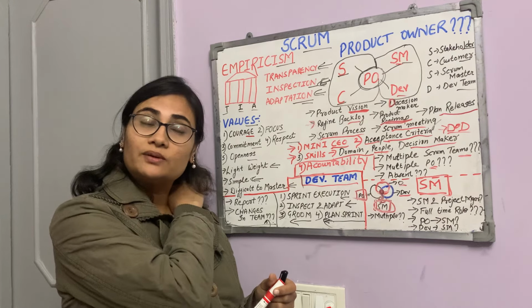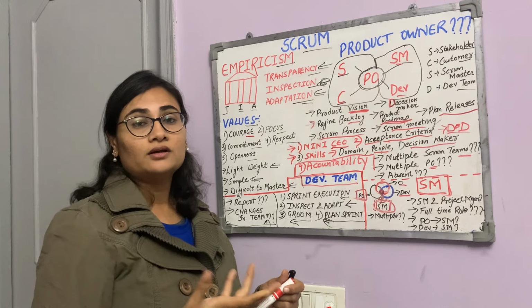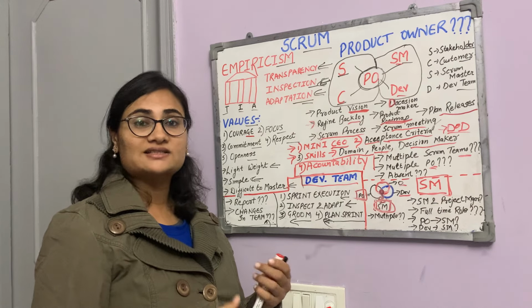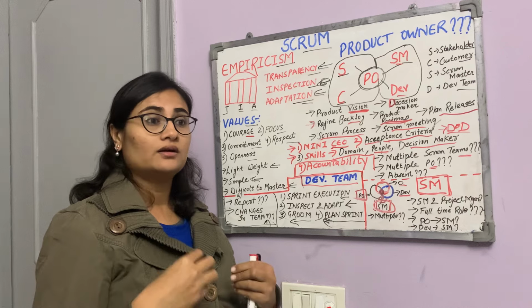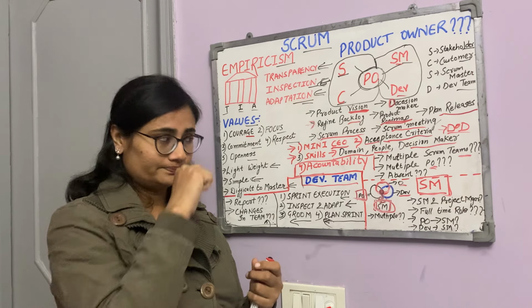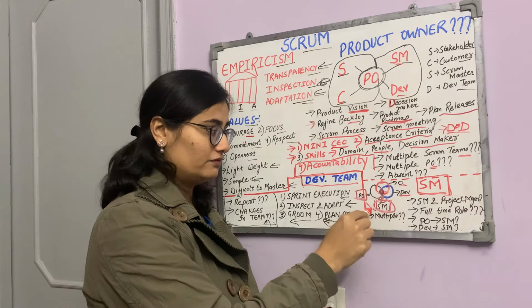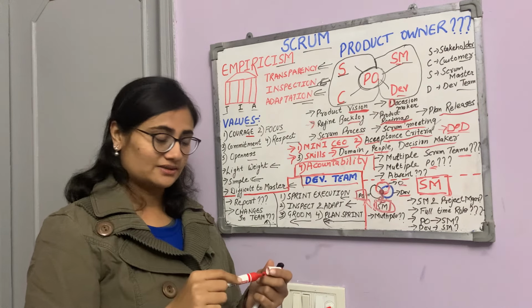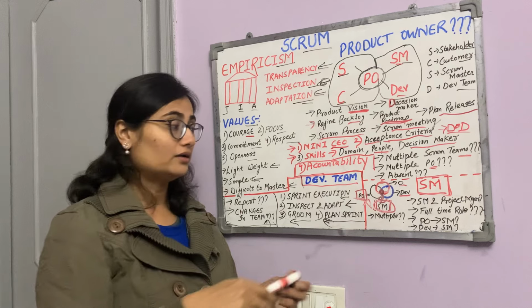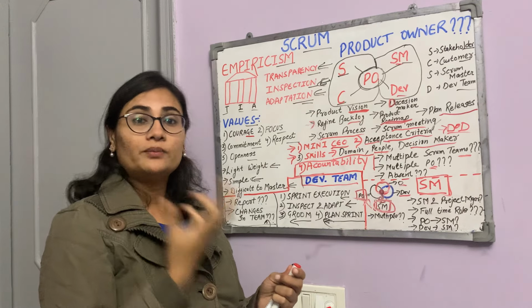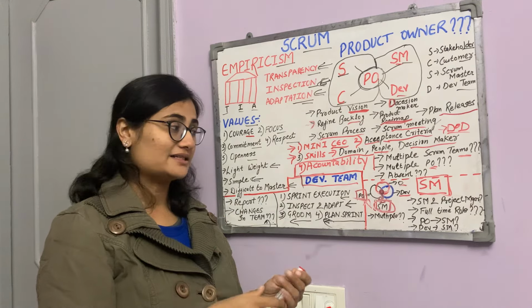He is also helping the product owner by facilitating Scrum events like the daily scrum meeting and the retrospective meeting. So that is one role towards the development team, one role towards the product owner. We have also understood how important he is for an organization.